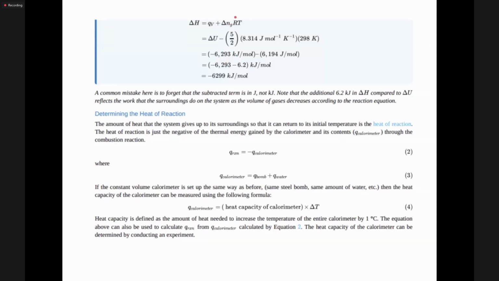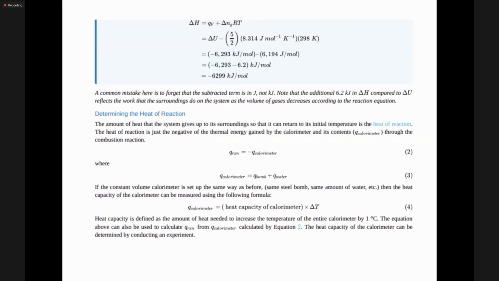And in this equation, delta Ng RT, we will substitute delta Ng as minus 5 by 2. R value will be 8.314 joule per mole per Kelvin. And we have the temperature set at 298 Kelvin, that is 25 degrees Celsius. Now on the left hand side, we have minus 6293 kilojoule per mole. And on the right hand side, it will be calculated in joule. You have to remember the fact that delta Ng RT will be calculated in terms of joule, but delta U is given as kilojoule.